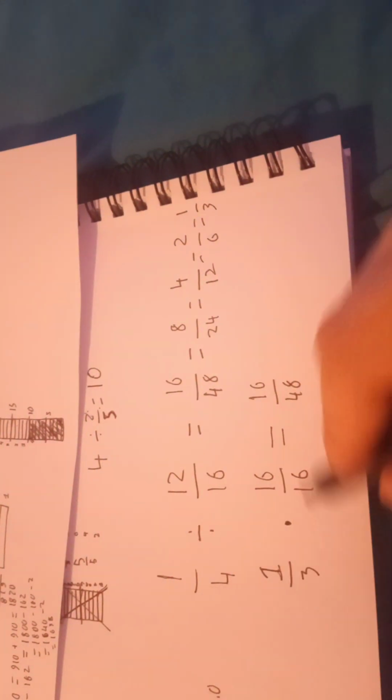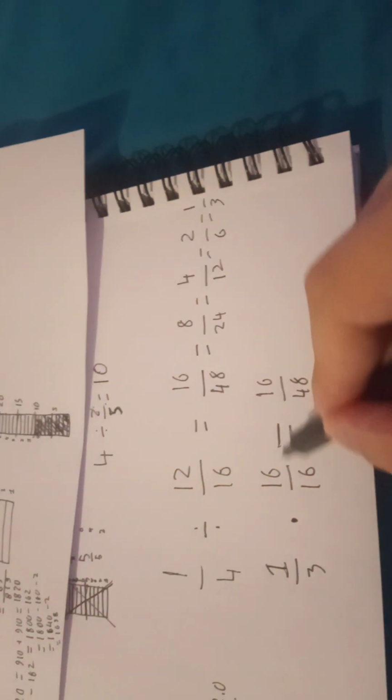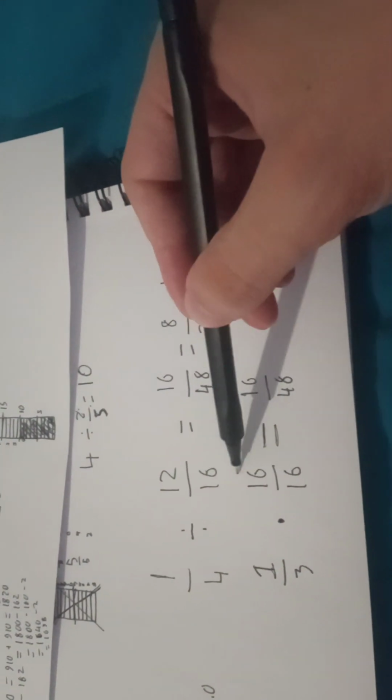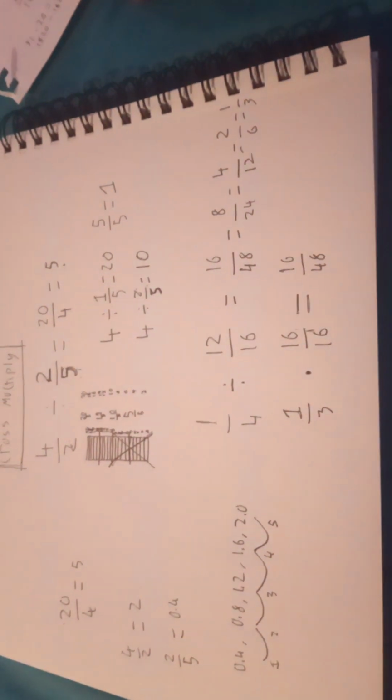This and this are the same thing, right? That's why we can use an equal. And 16 over 16 is 1. It's the same thing. 8 over 8 is 1. 4 over 4 is 1. Any number divided by itself is 1. And this is why cross multiplication works.